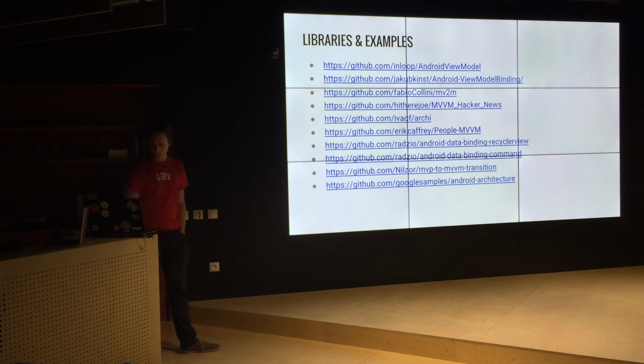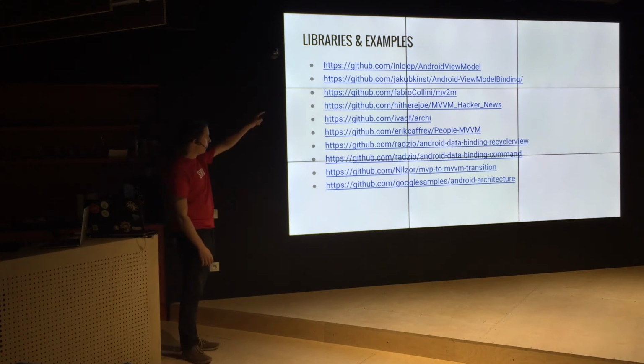This is just some links to libraries and examples. I use the first library from inloop. It's called Android ViewModel. It's quite a good library, and the main purpose of this library is that it handles the orientation change. So it's great that my view model is persisted when I rotate my phone.